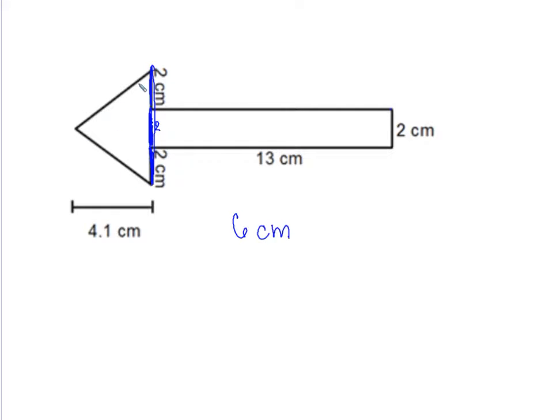Now, the height of the entire triangle is right here. So 6 centimeters times 4.1 centimeters, and since it's a triangle, I need to divide it by 2. Whatever that answer is, it's going to go right here. Now we have a rectangle. The length of the rectangle is 13, and the height of the rectangle is 2. So 13 times 2. And whatever that answer is, we're going to add both answers together.